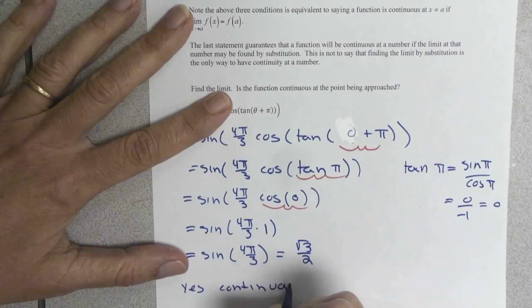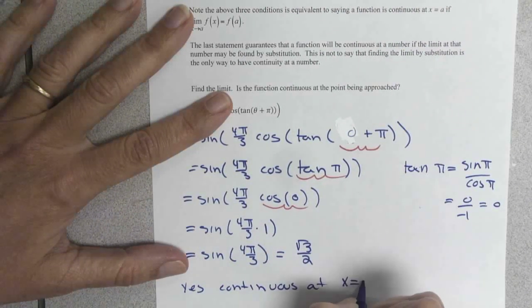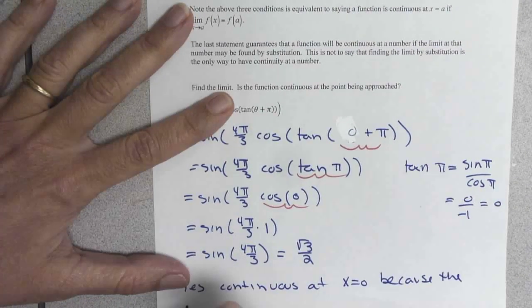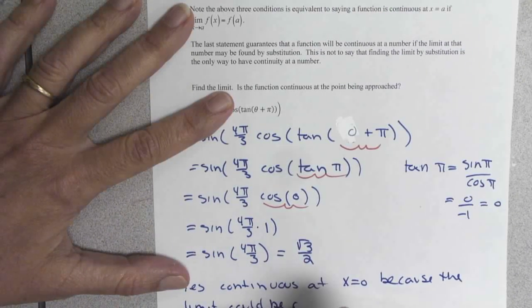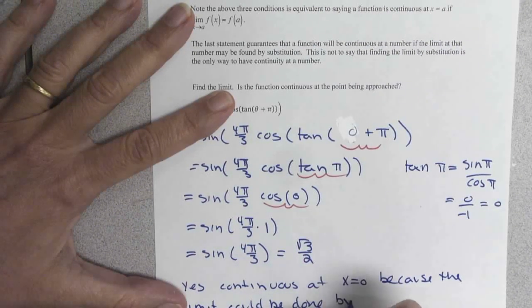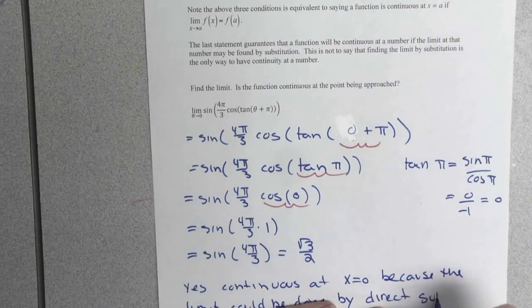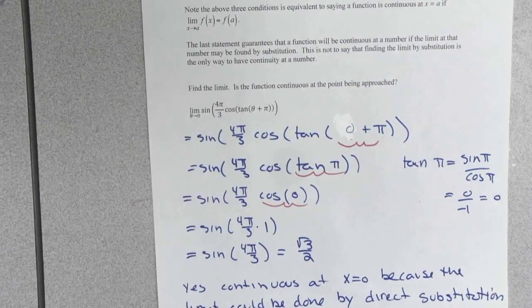Continuous at x equals 0 because the limit could be done by direct substitution.